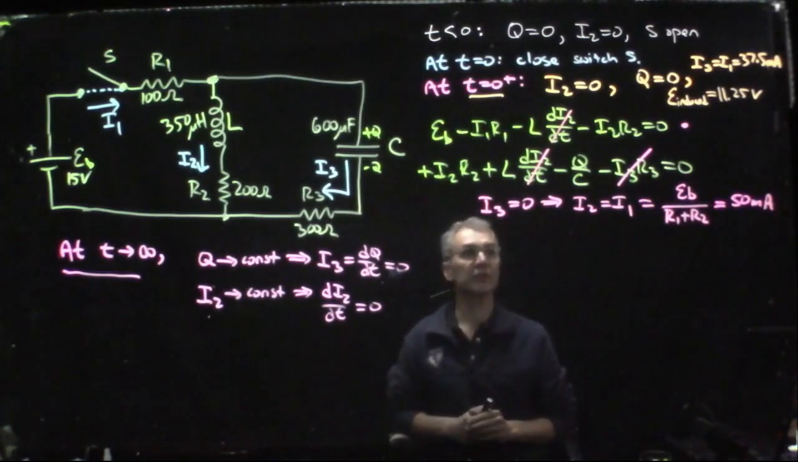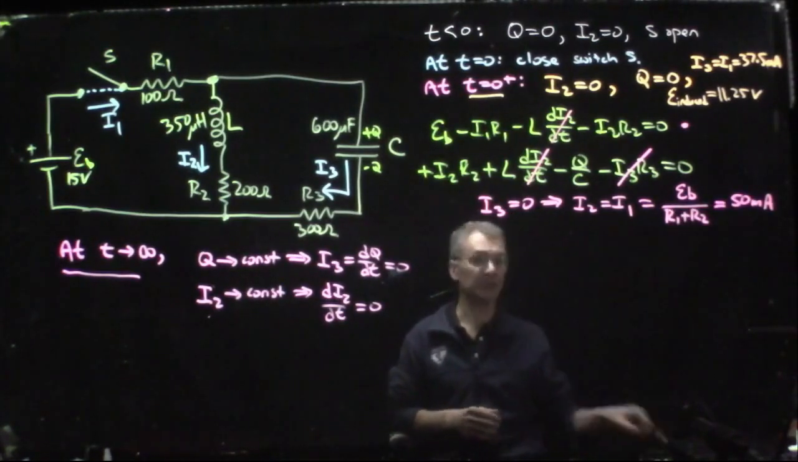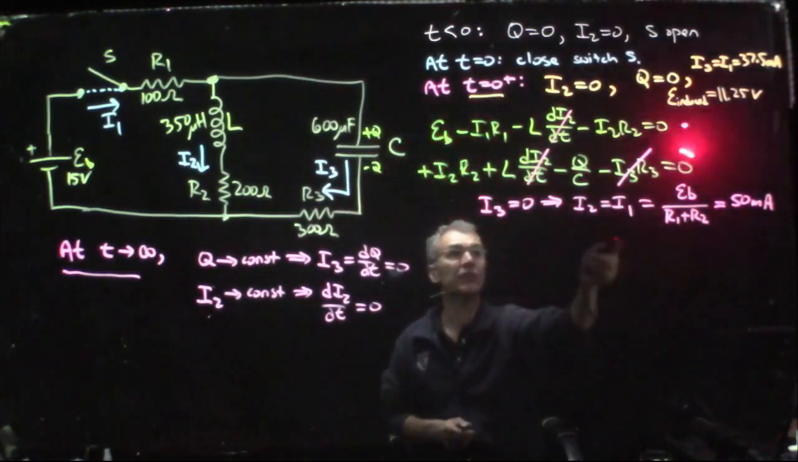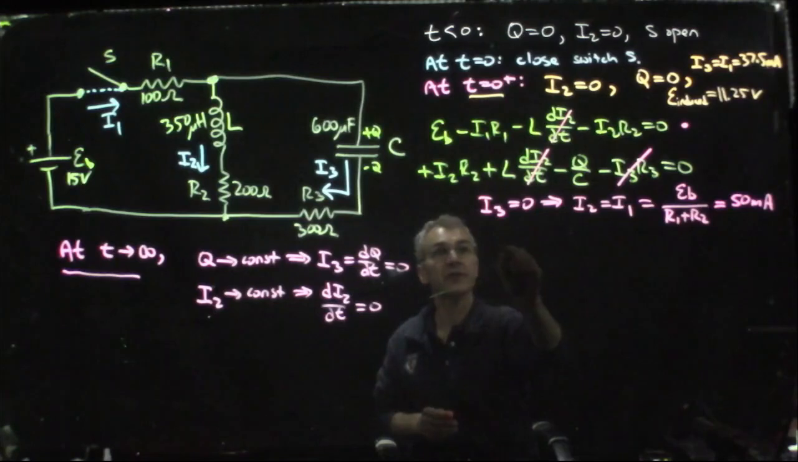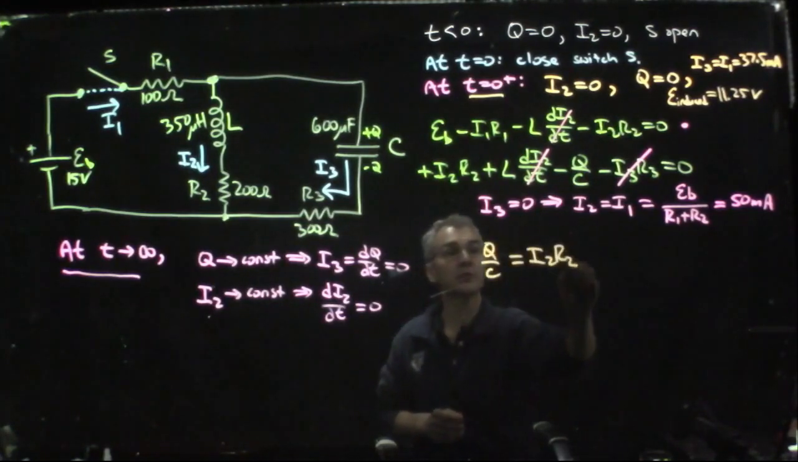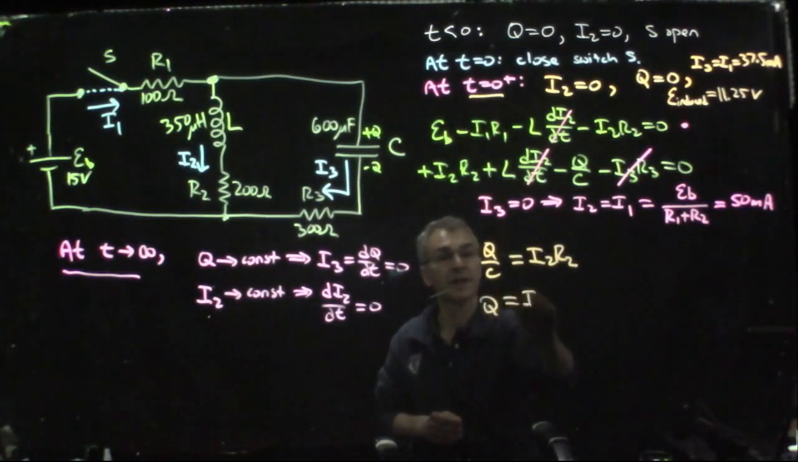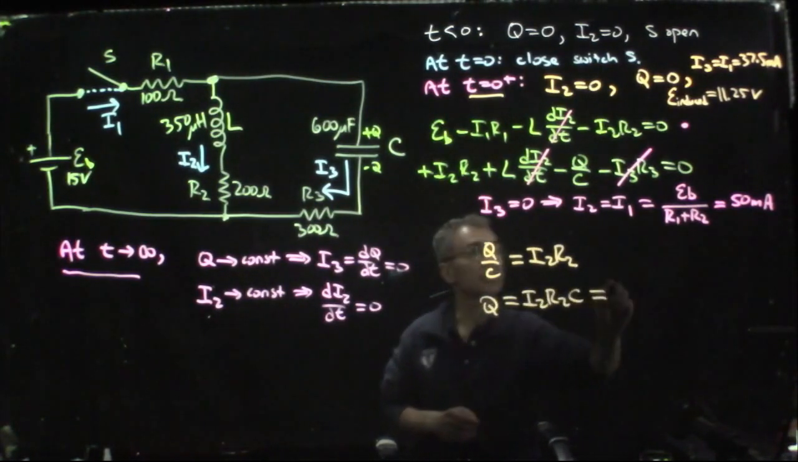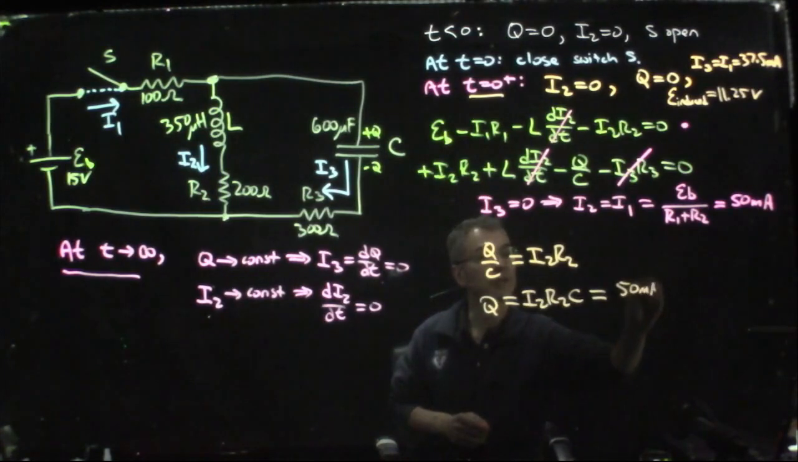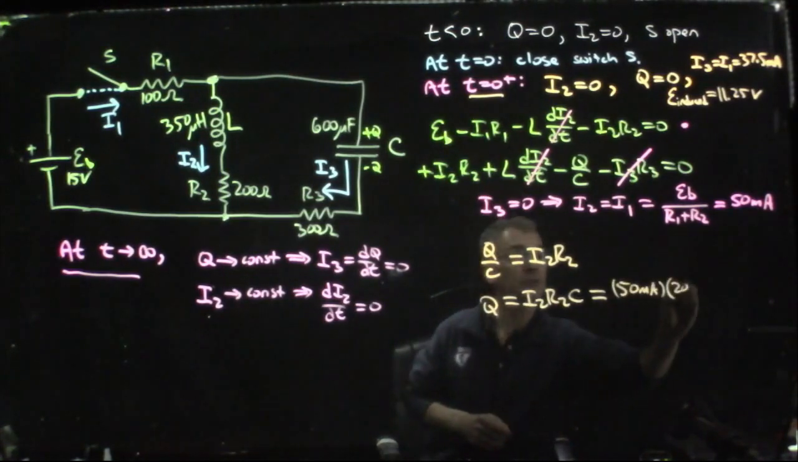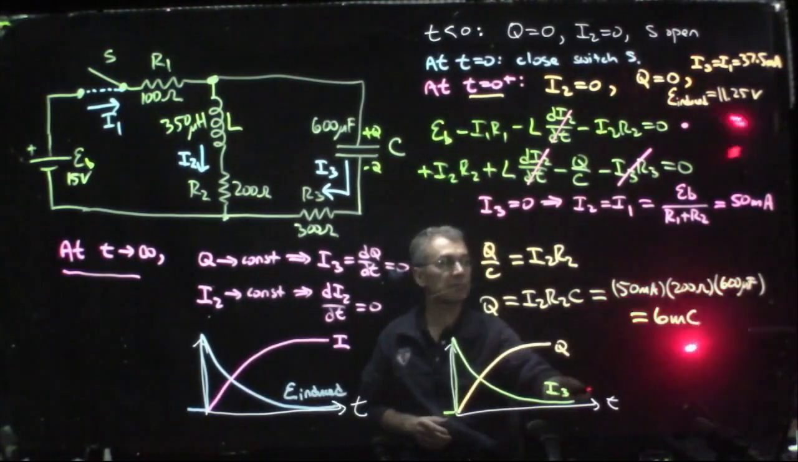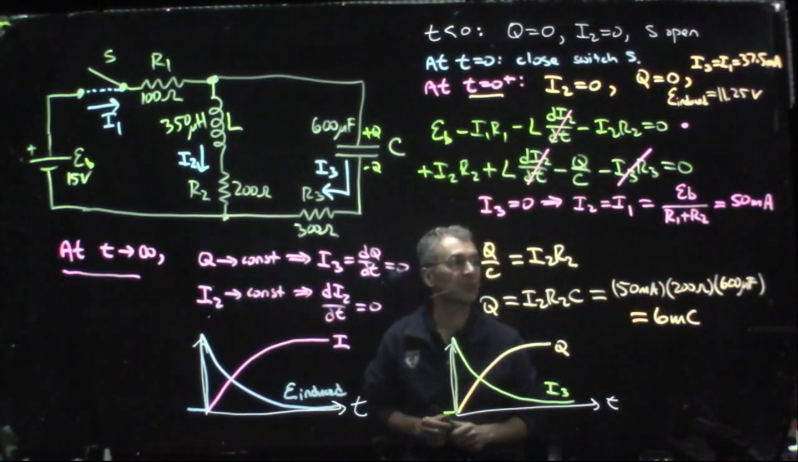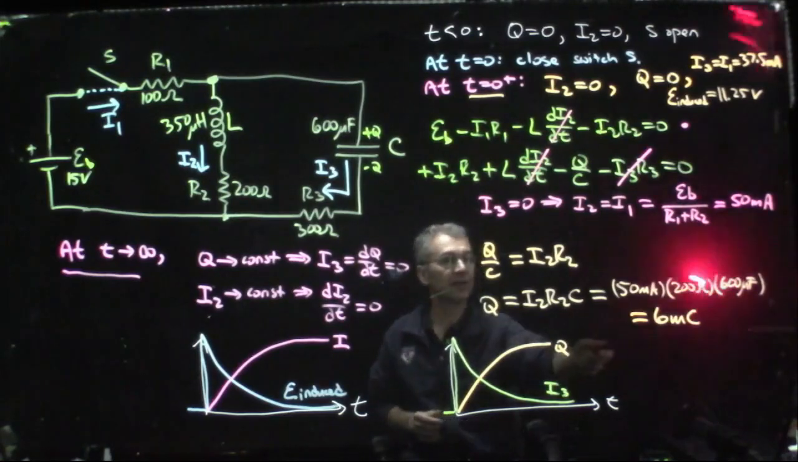Then, after the switch has been closed a long time, what is the charge on the capacitor? So we can use this second loop rule equation. Actually, there are only two non-zero terms here, so this tells us that Q over C equals I2 R2. That gives us Q equals I2 R2 C, which is 50 milliamps times 200 ohms times 600 microfarads. So this is 6 millicoulombs, so 6,000 microcoulombs. Final charge on the capacitor.